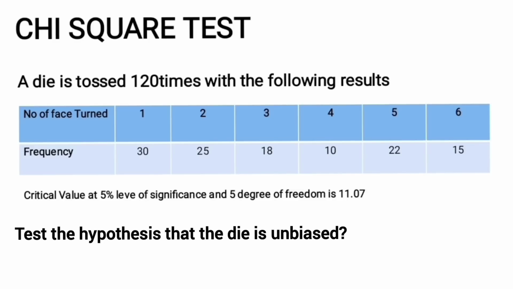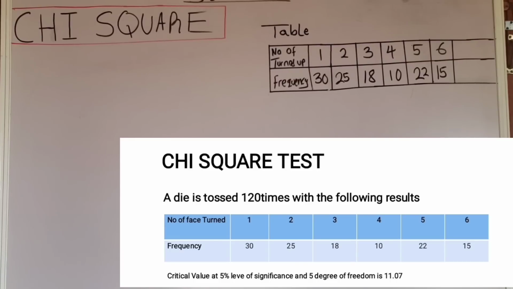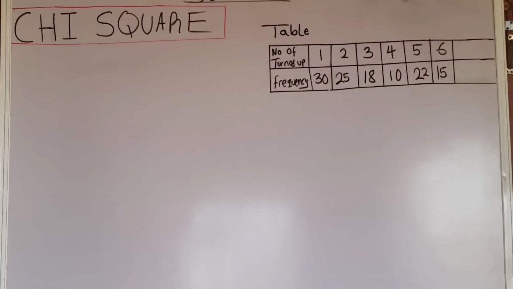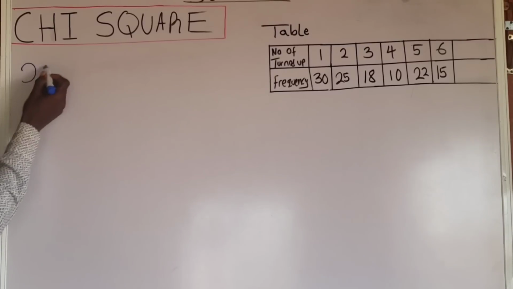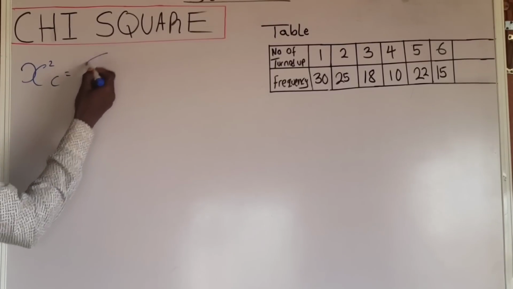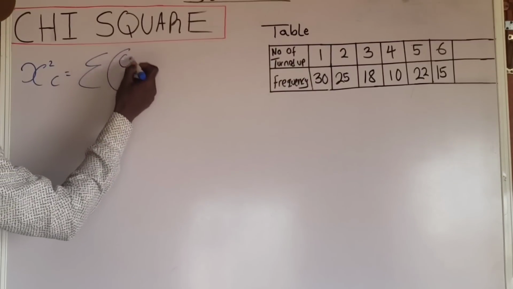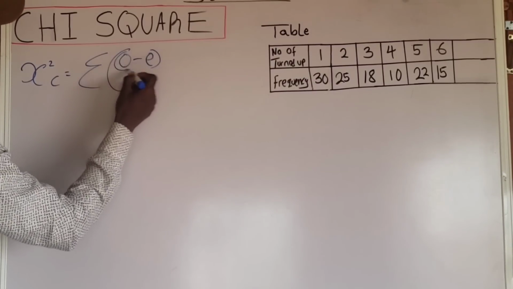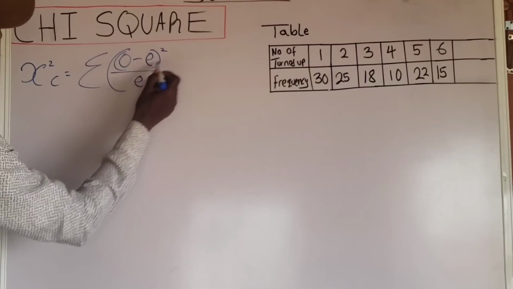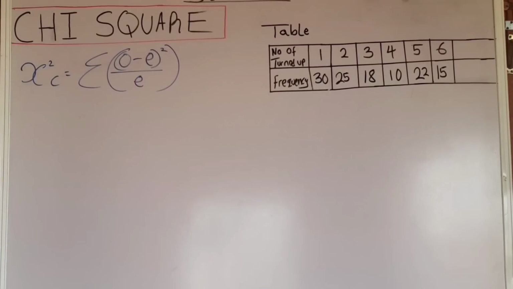If you want to test whether the die is unbiased or biased, the first step is that we have to prepare our table. Don't forget that in our previous class I told you chi-square is given by this formula. The calculated chi-squared is equal to the summation of observed minus expected, squared, all over expected. This is the formula for the calculated chi-squared.